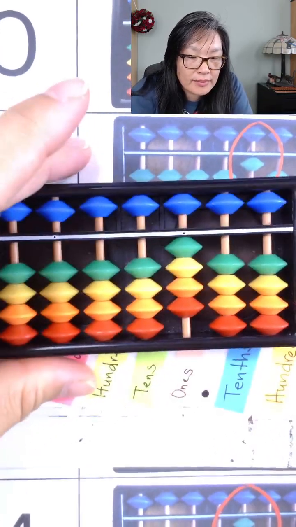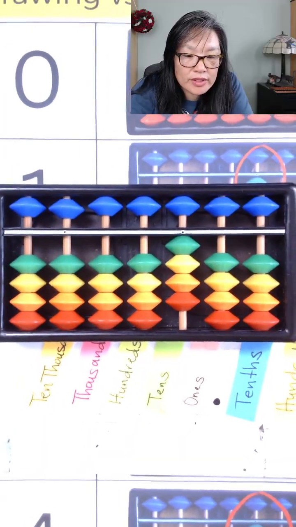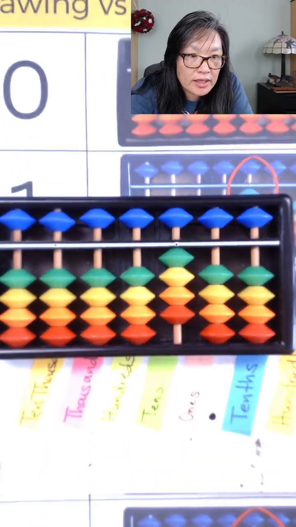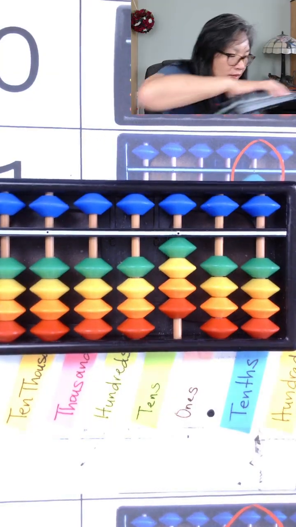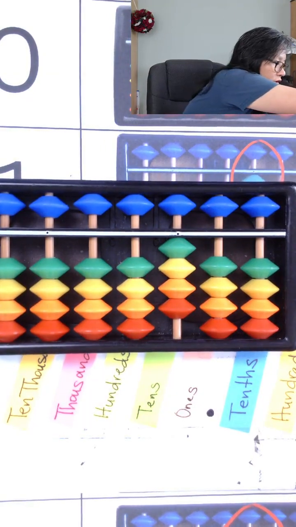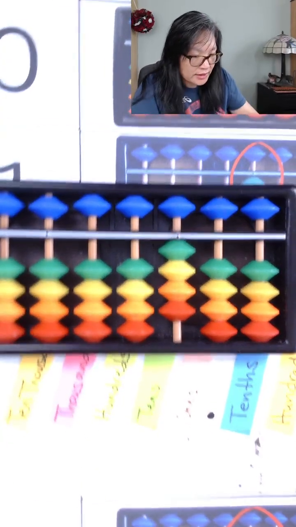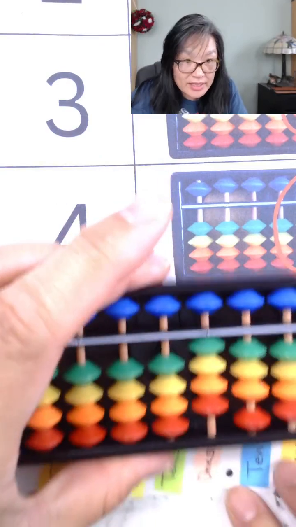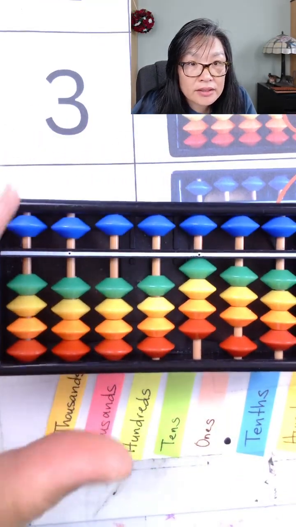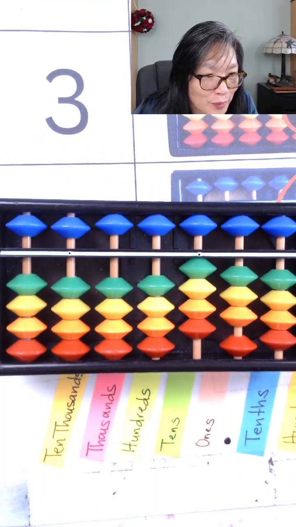So here's my abacus, and what we're doing is learning how to read it. Let me give you a little rundown on the abacus so you have a better understanding. This abacus is made out of plastic, and I also need to take a break from my workbook.